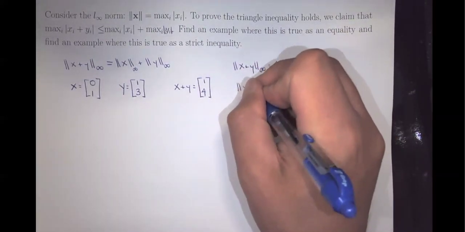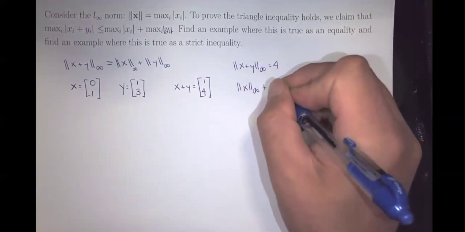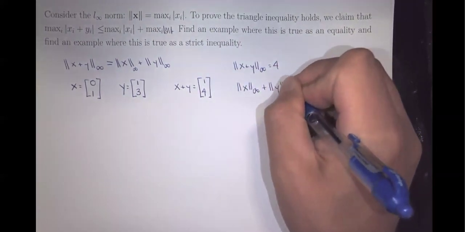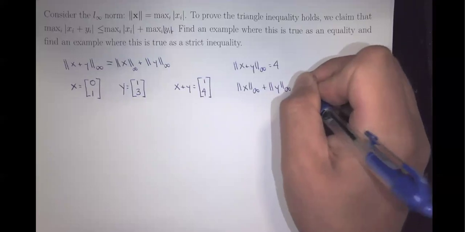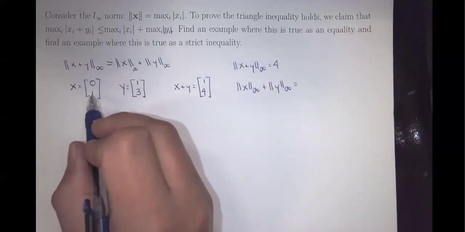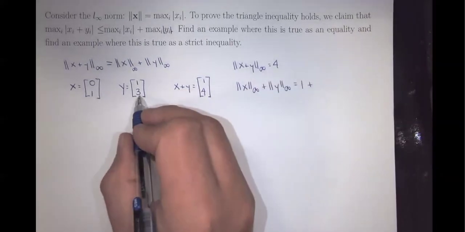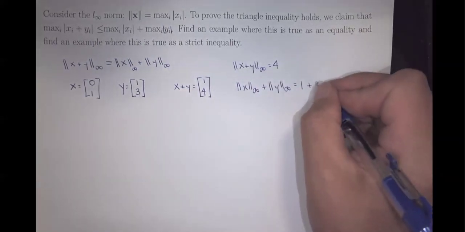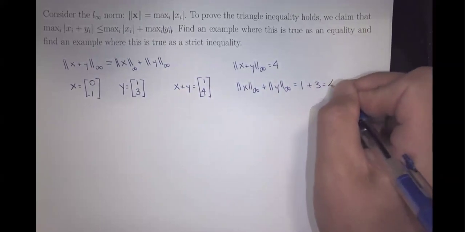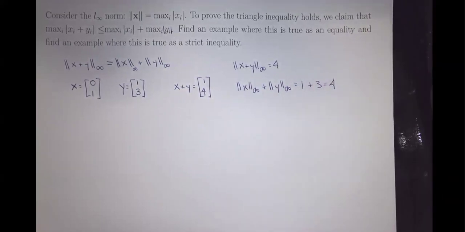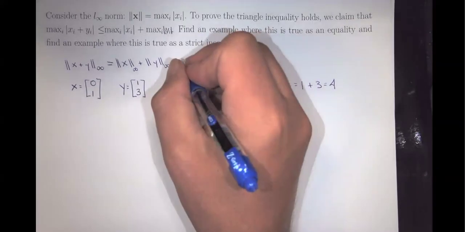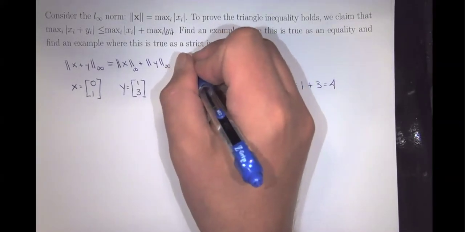The infinity norm for x plus the infinity norm for y, the largest component in x is 1. The largest component in y is the 3, which gives us a 4. And so this holds as a strict equality.